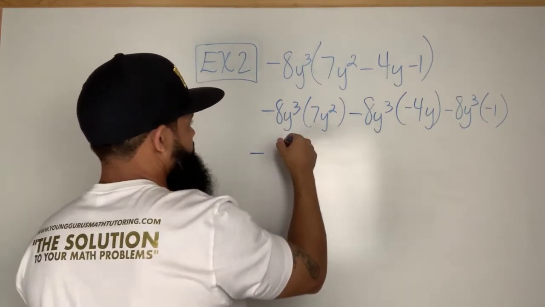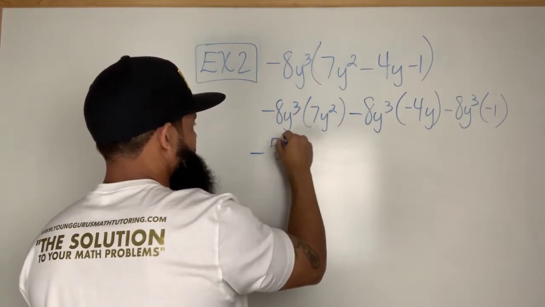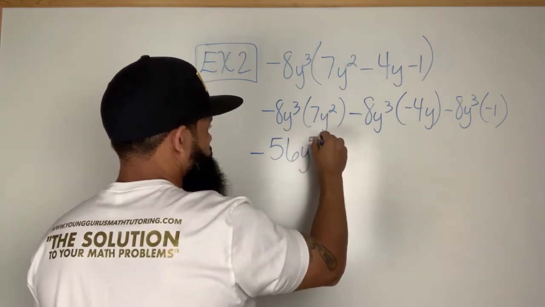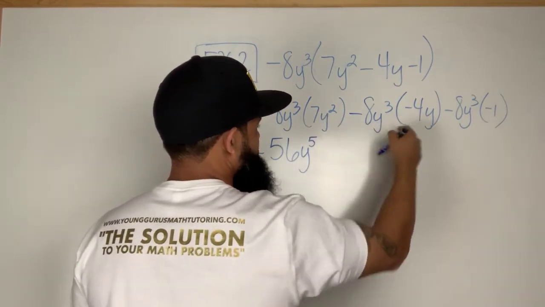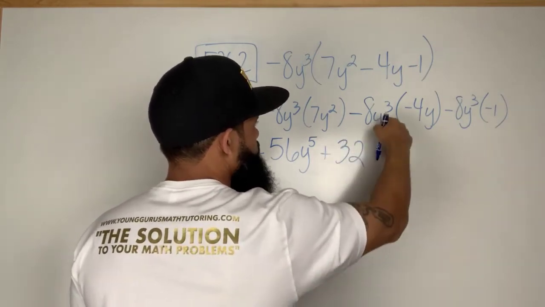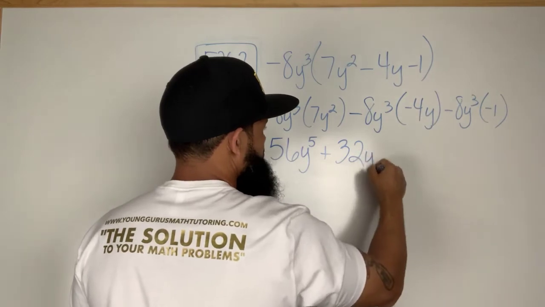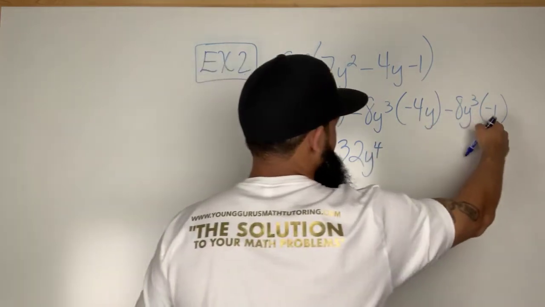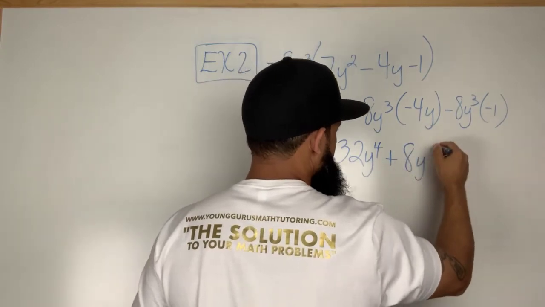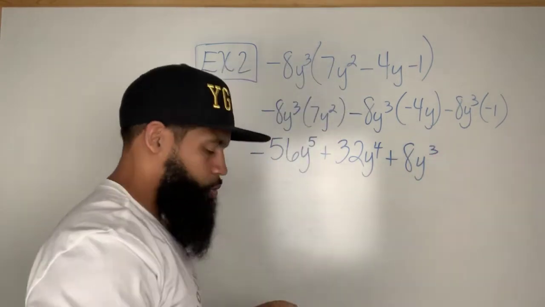Negative times a positive is a negative. 8 times 7 is 56. y to the 3rd times y squared, we have to add them, we get y to the 5th. Negative times negative is a positive. 8 times 4 is 32. y to the 3rd times y is y to the 4th. Negative times a negative is a positive, 8y to the 3rd power.